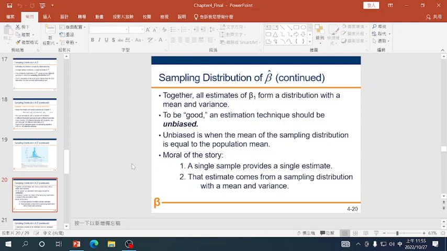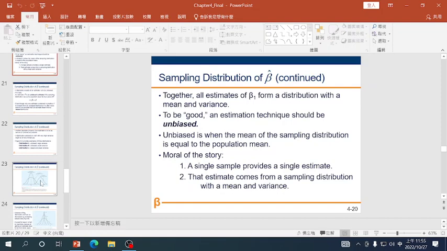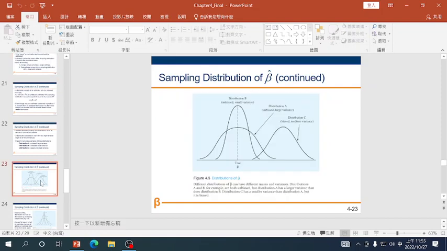So when we say the sampling distribution of the beta hat, let's see. What's the difference between these 3 distributions? We call this one A, this one B, and this one C. And if we know the true beta, here's the true beta. What's the difference between A and B?